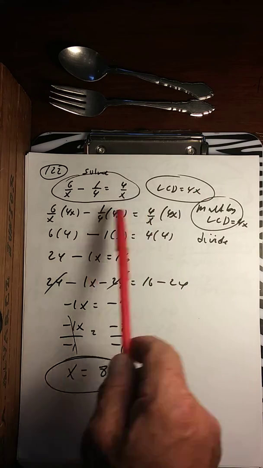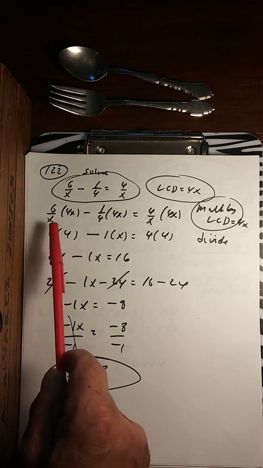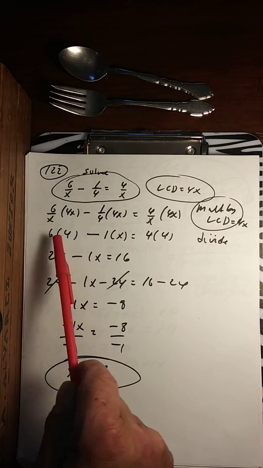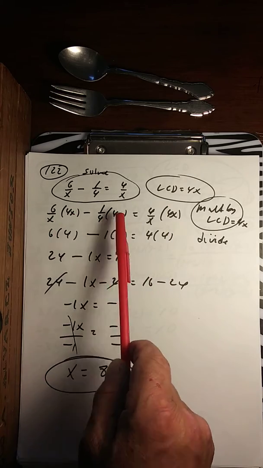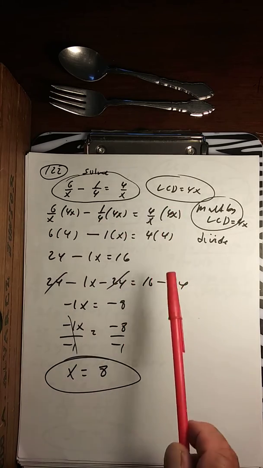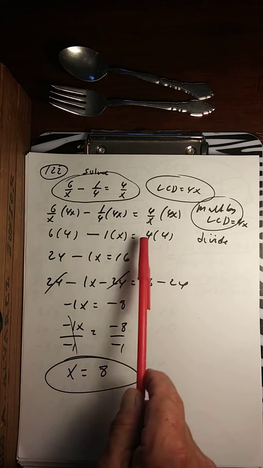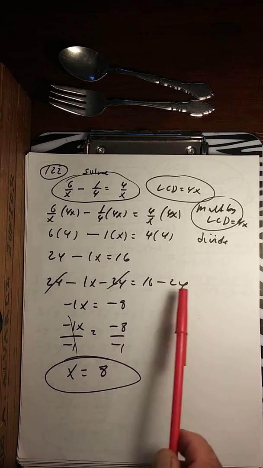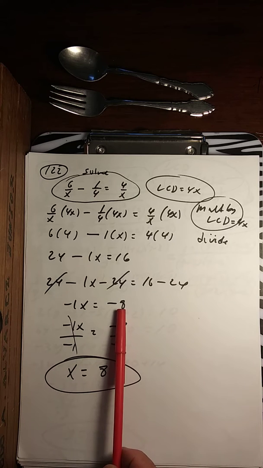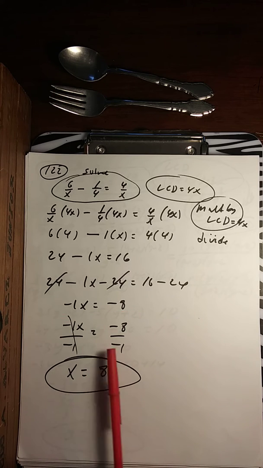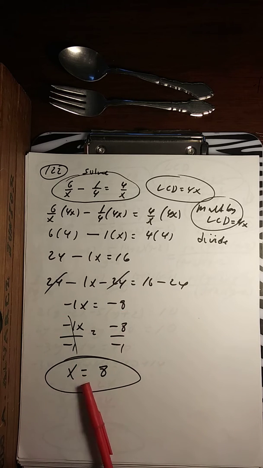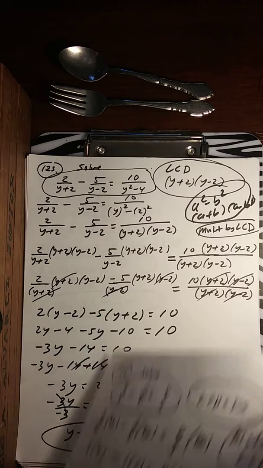Multiply with the LCD, 4x, on every term. Divide this one, divide this one, divide this one. This and this cancel, you have 4. This and this cancel, you have x. This and this cancel, you have 4. That's going to be 24 minus 1x is 16. Minus 24 on both sides. So minus 1x equals -8. Divide by -1, divide by -1. So x is a positive 8.